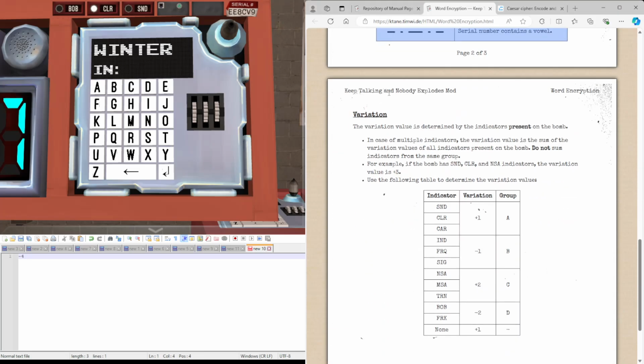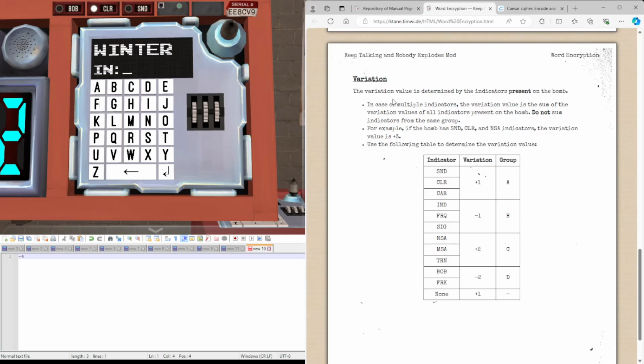Let's figure out our variation value, which involves the indicators. We shall find the indicators present on the bottom. And here's multiple indicators. Variation value is the sum of these values, but do not sum indicators from the same group. So if you had S&D and CAR, both wouldn't apply, only one of them would, and we actually have a case of that here. We have S&D and CLR, which both represent group A, and we have Bob, which refers to group D. +1, -2, our variation is going to be -1.